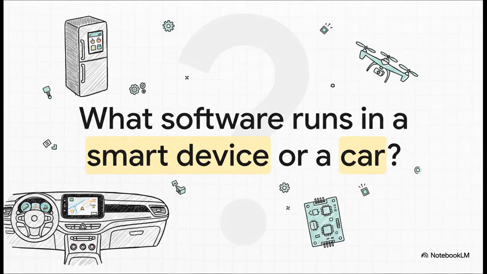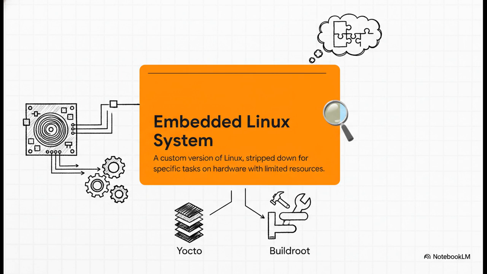You know all those smart gadgets we've got everywhere? Your thermostat, the screen in your car, maybe even a fancy drone? Well, you might be surprised to find out they don't run on Windows or Mac OS. Nope, they've got something way more specialized, something custom-built from the ground up just for them. And that's what we call an embedded Linux system.